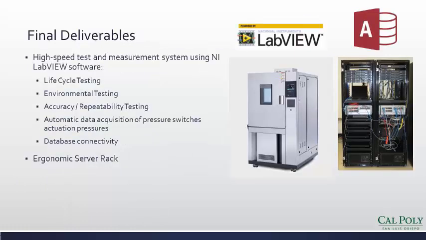In closeout of this project, the final deliverables are as follows. A high-speed test and measurement system using NI software that has the following functionalities: lifecycle testing, environmental testing, accuracy and repeatability testing, and automatic data acquisition of pressure switch actuation pressures using database connectivity. In addition to that will be an ergonomic server rack that the operator can use with ease.